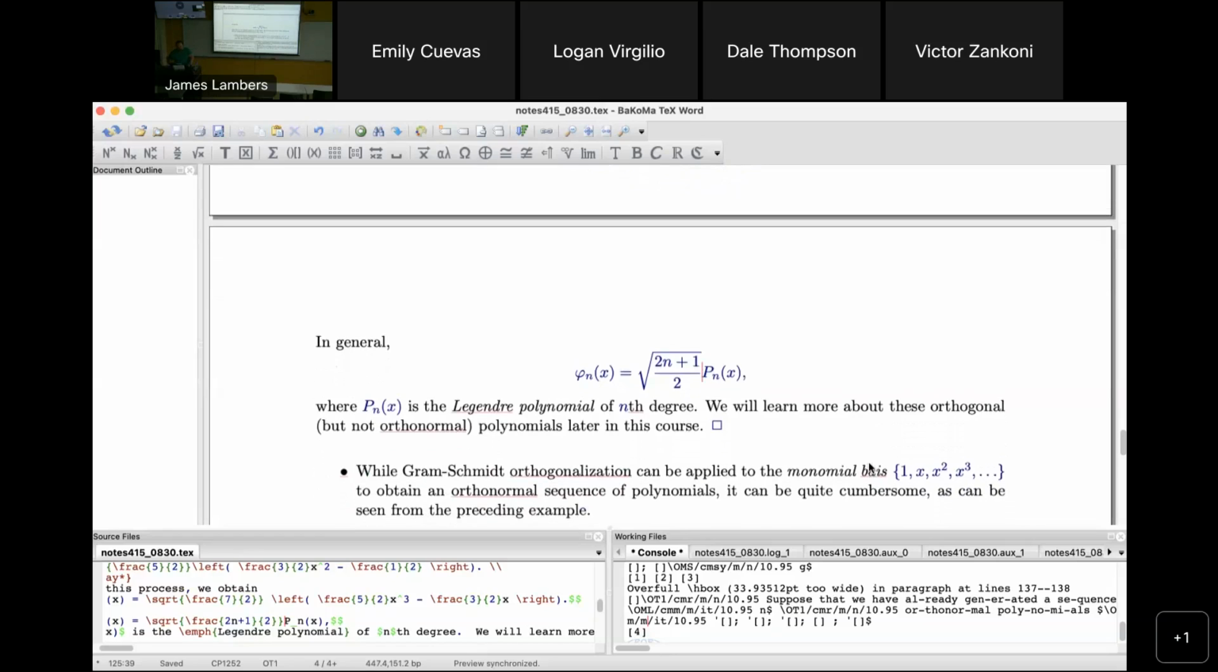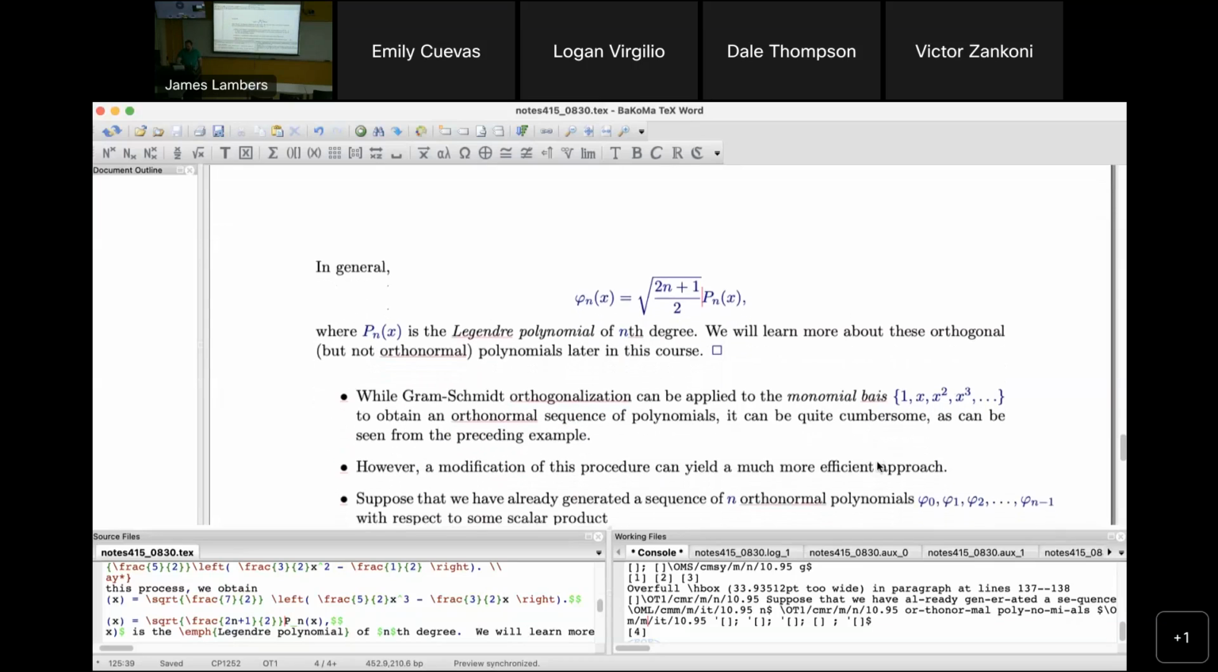Now, as you saw, Gram-Schmidt is pretty cumbersome. Also, if you're taking monomials, 1, x, x squared, and so on, and applying Gram-Schmidt to those, you see that generating each new polynomial takes more work than the preceding ones. That's just because Gram-Schmidt is subtracting off more terms each time. But it turns out it's possible to generate orthogonal polynomials in a simpler, more efficient way than that. That's what I'm going to show you now.